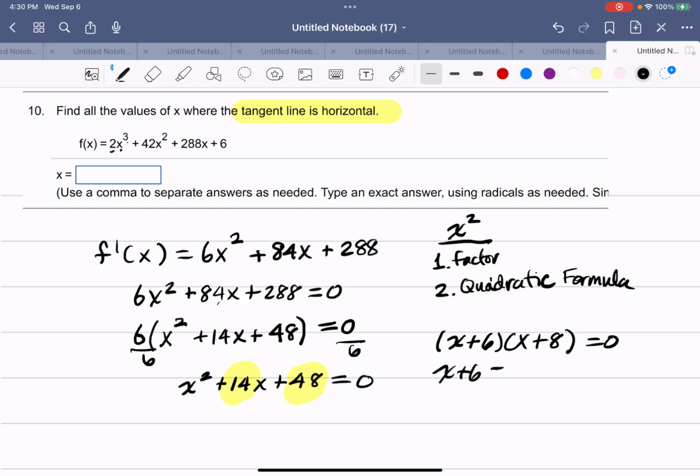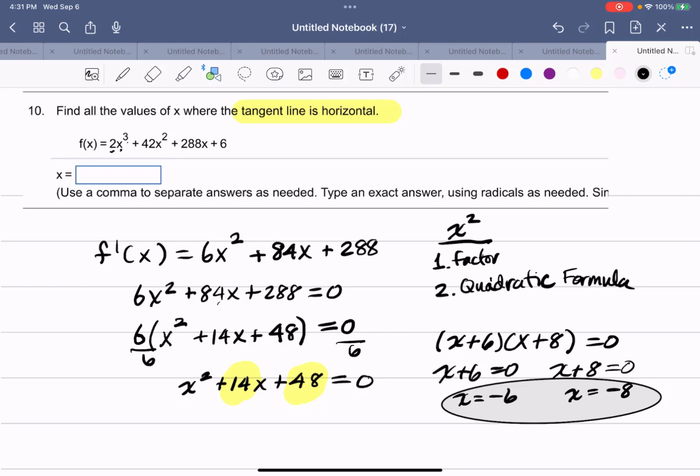X plus 6 equals 0 if x is negative 6, because you have to subtract a 6 from both sides. And x plus 8 equals 0 if x is negative 8. So there are two places where this tangent line is going to be horizontal. And those two places are x equals -6 and x equals -8. Now they want you to put a comma between these, -6 and -8. So our final answer, x equals -6, -8.